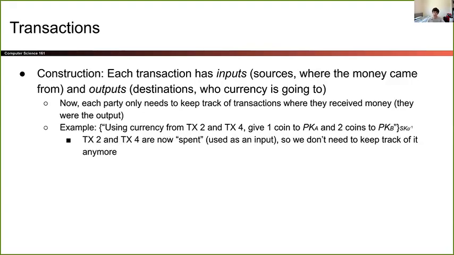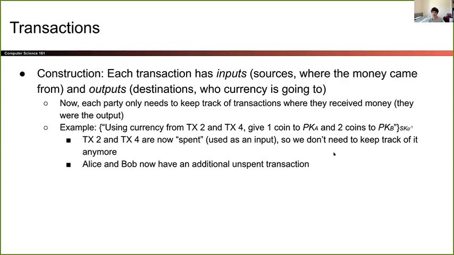Now we're going to consider that transactions 2 and 4 are spent. So we don't need to keep track of this anymore because these transactions were already used to pay someone else in some future transaction. So we can delete it from our database and never have to worry about it again. We're also now Alice and Bob have an additional unspent transaction.